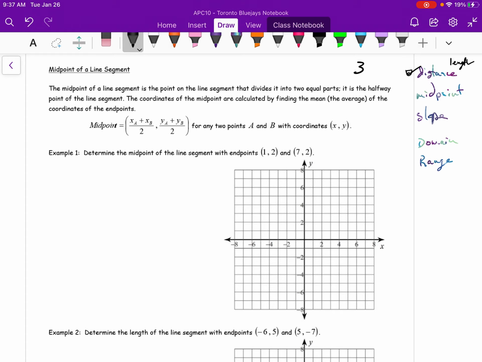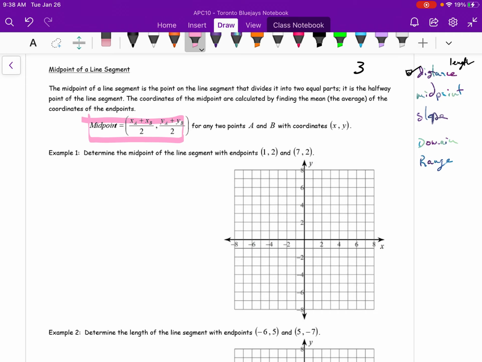The midpoint of a line segment is the point on the line segment that divides it into 2 equal parts. That is, it is the halfway point of the line segment. The coordinates of the midpoint are calculated by using the mean or average of the coordinates of the endpoints. So our midpoint is going to be equal to XA plus XB divided by 2, comma, YA plus YB divided by 2.